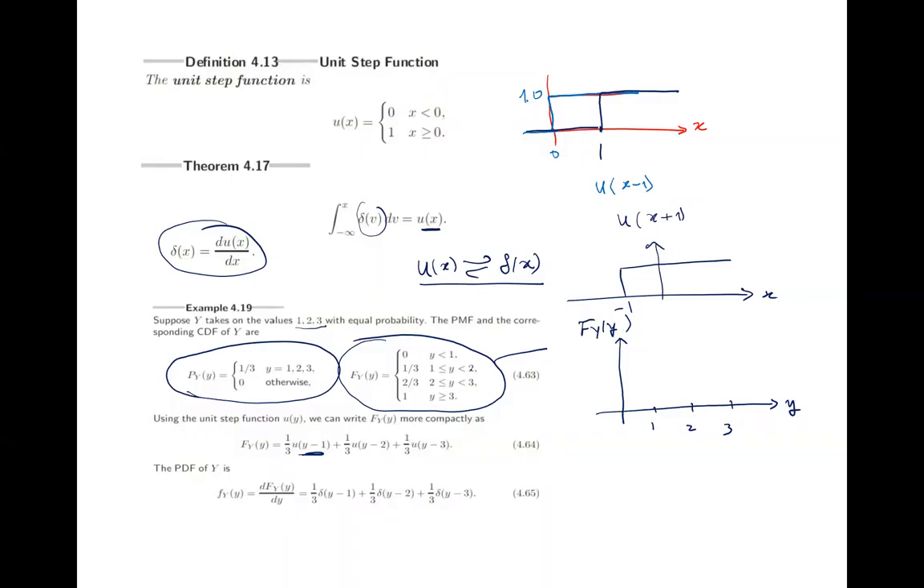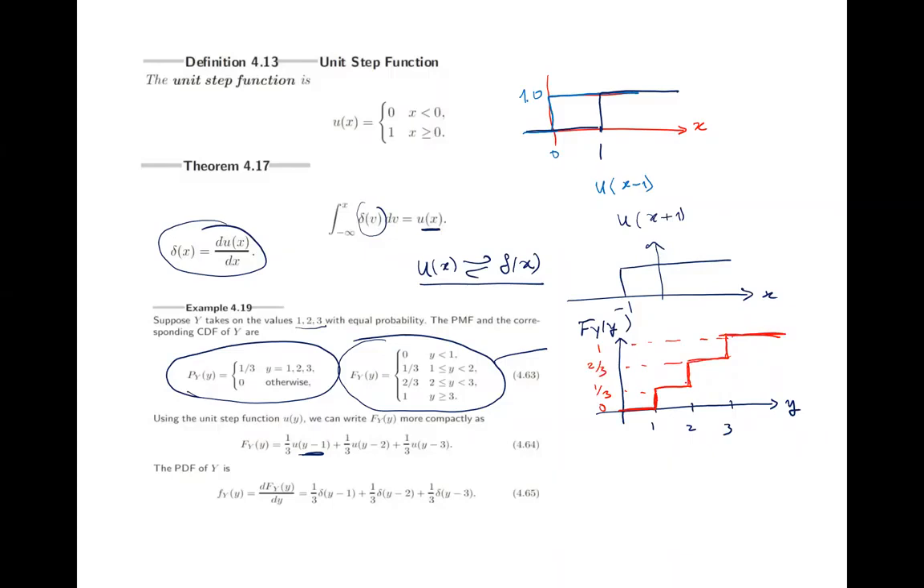Before 1, it is 0. Let us use a different color. Before 1, it is 0. And then from 1 to 2, it's 1 over 3. So 1 over 3 until 2. And then from 2 to 3, it's 2 over 3. And then after 3, it is 1. So this is 0, this is 1, this is 1 over 3, 2 over 3. So here is my CDF.